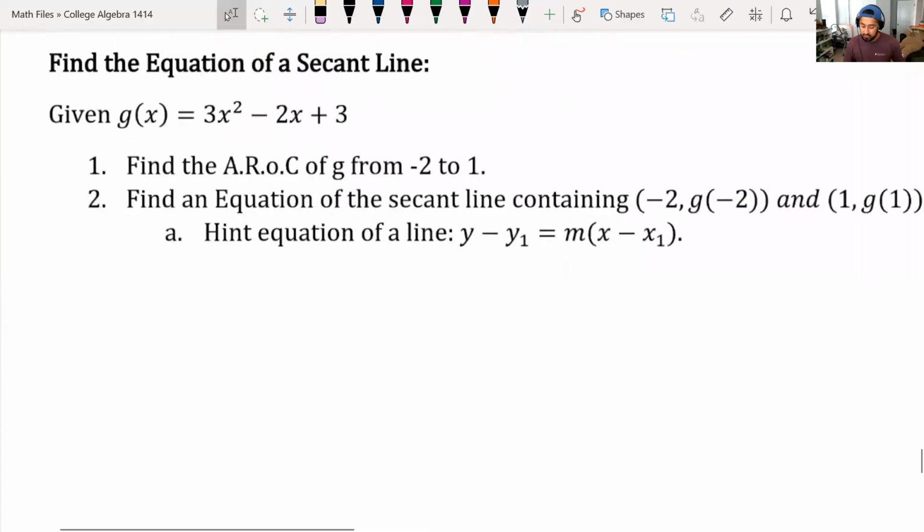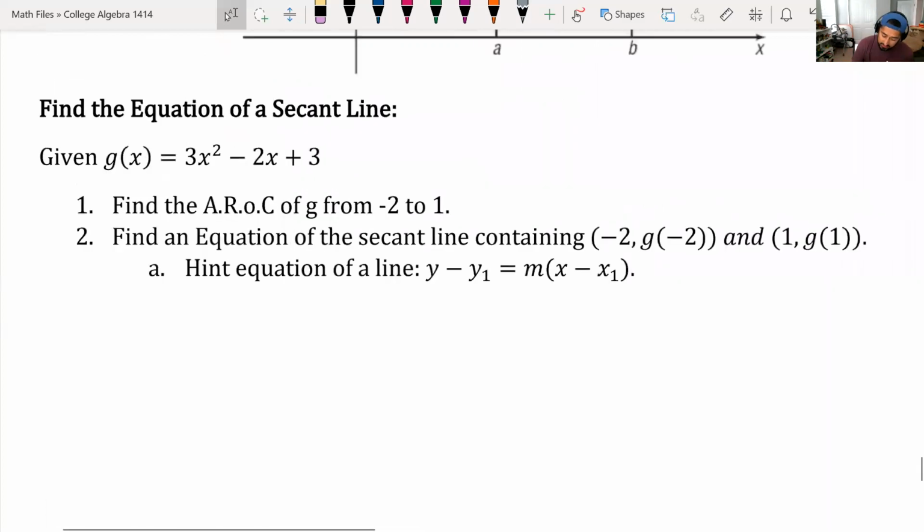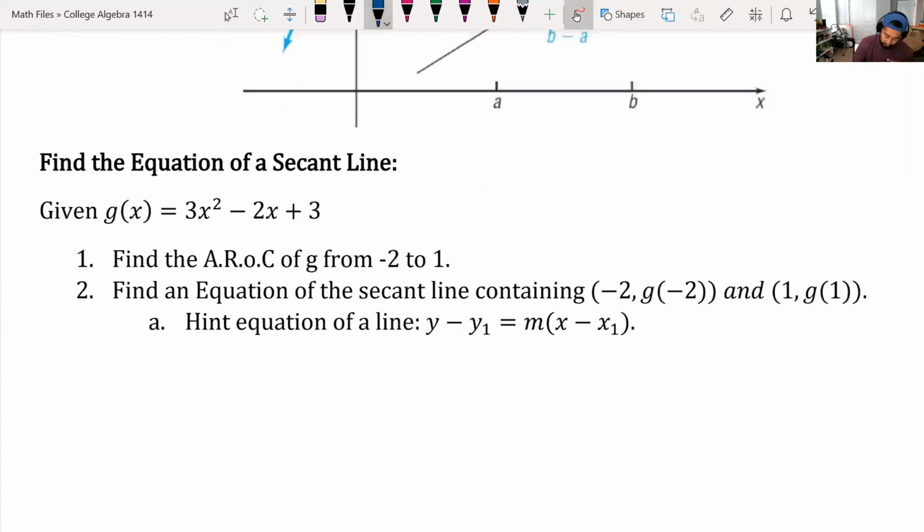Find the equation of a secant line. Given the function g of x equals 3x squared minus 2x plus 3, find the average rate of change of function g from -2 to 1. And then once we do that, we are going to find the equation of the actual secant line. So first is the average rate of change.